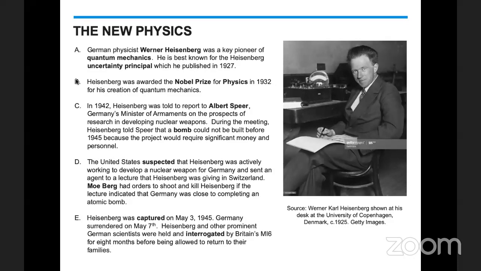Heisenberg will be captured on May 3rd, 1945. Germany is going to surrender in World War II on May 7th. Heisenberg and other prominent German scientists were held and interrogated by Britain's MI6 in England for 8 months before being allowed to return to their families. Some of the records of that interrogation were only just released in 1992, about what they learned from Heisenberg and others.